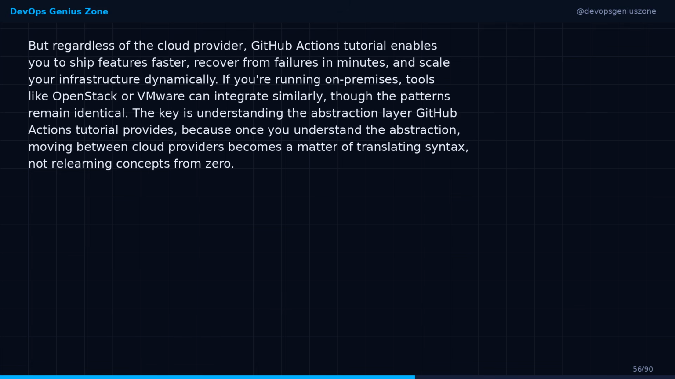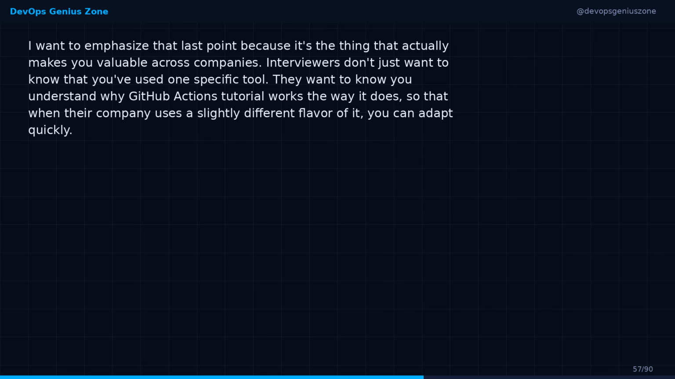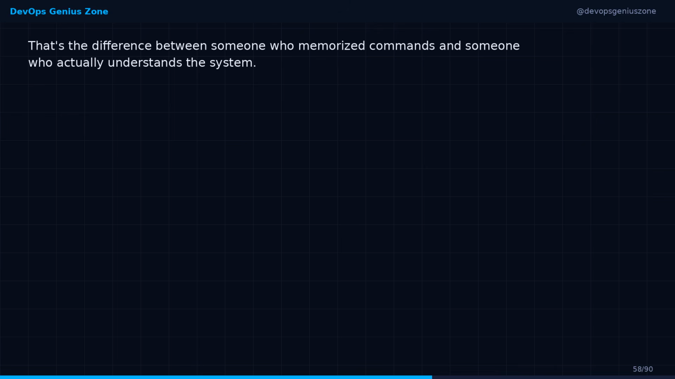I want to emphasize that last point because it's the thing that actually makes you valuable across companies. Interviewers don't just want to know that you've used one specific tool. They want to know you understand why GitHub Actions tutorial works the way it does, so that when their company uses a slightly different flavor of it, you can adapt quickly. That's the difference between someone who memorized commands and someone who actually understands the system.